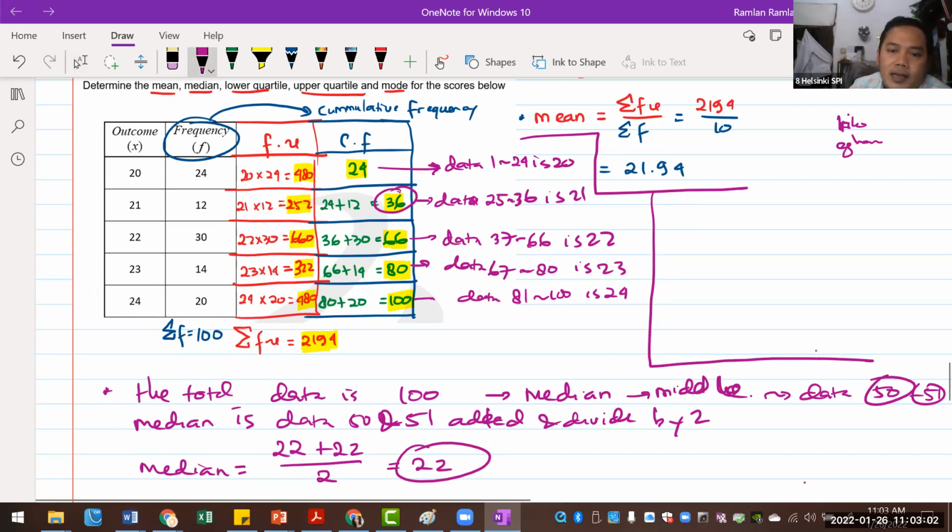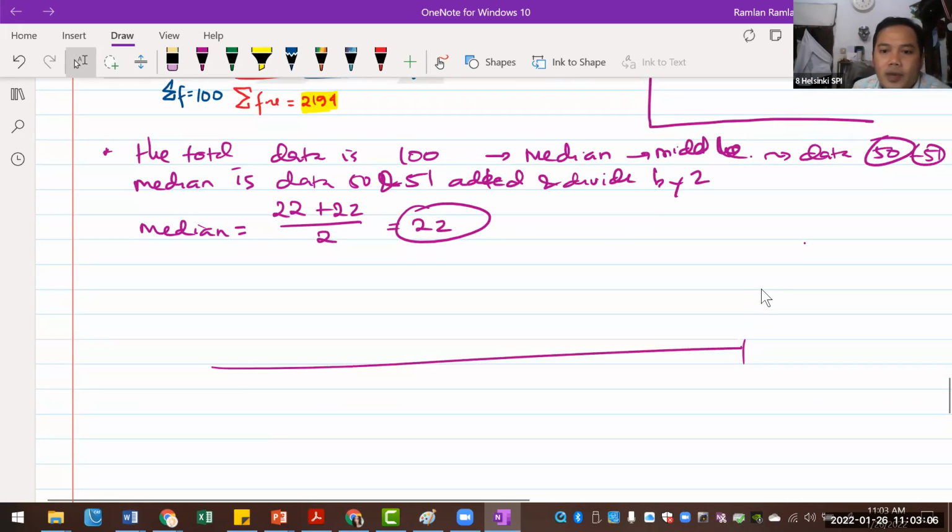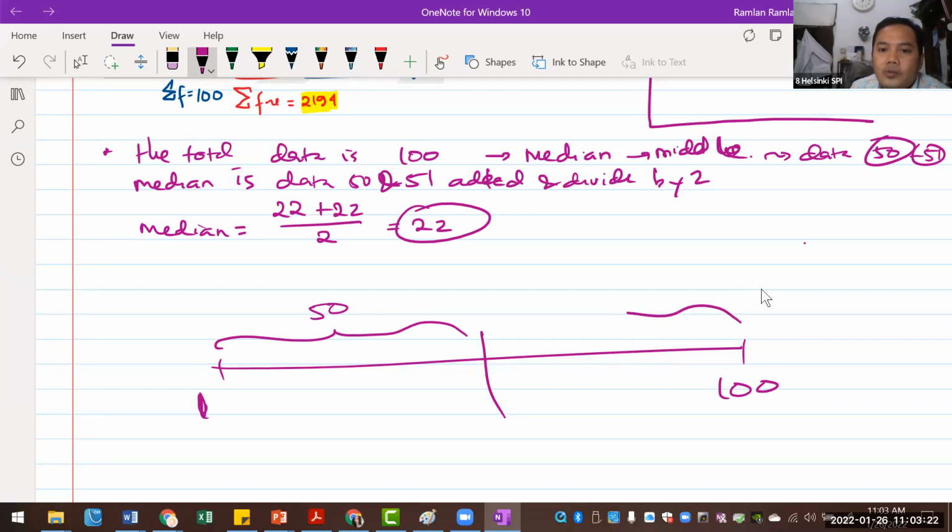Previously we have 100 data. I'm going to illustrate for you guys. First data to 100, and then we know that the median is in here, data number 50 and data number 51 divided by 2. So we still have 50 data over here and also 50 data over here. So another question: how can we determine the lower and the upper quartile? What data, I mean which data number for quartile 1 and quartile 3?